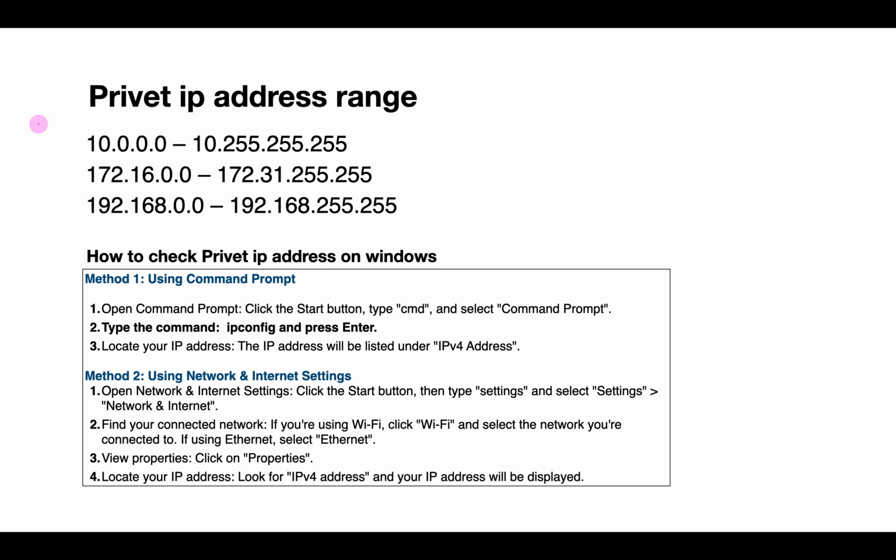So how to check the private IP address? On a Windows PC, you can use the command prompt command ipconfig, and that will show you your private IP. If you want to use the GUI, then you can check in the network and internet settings. That will tell you your private IP address.